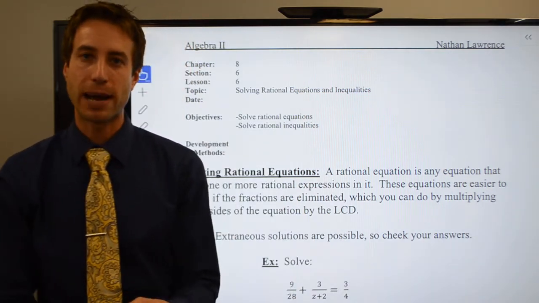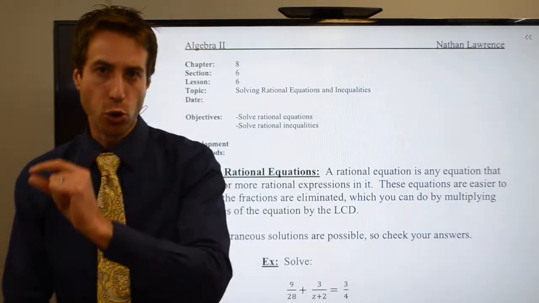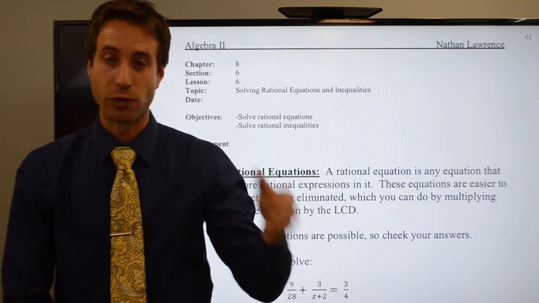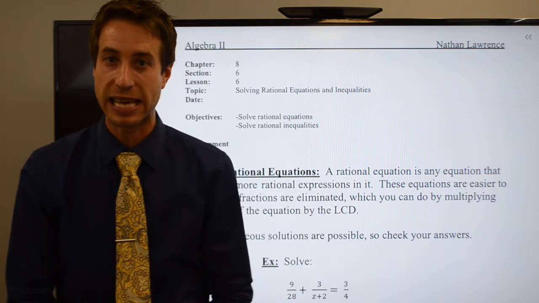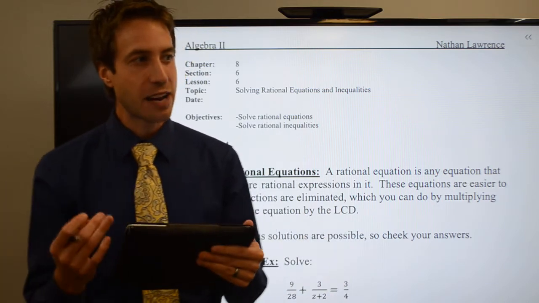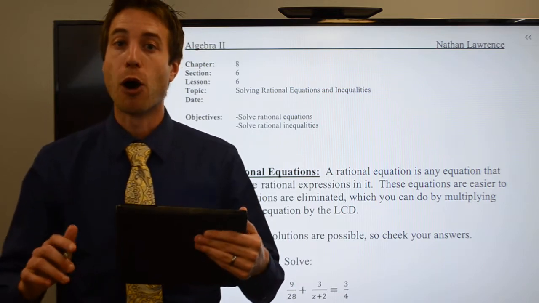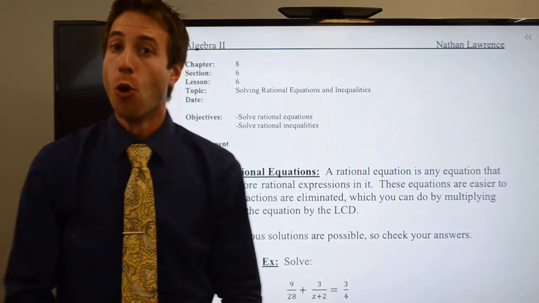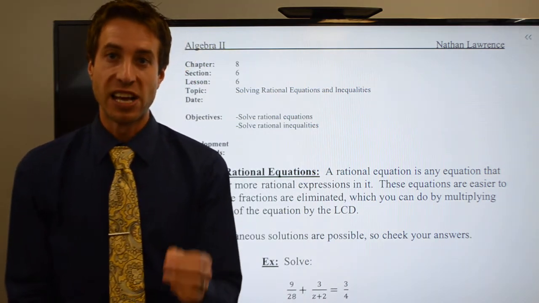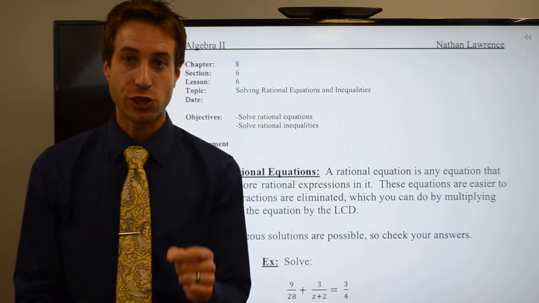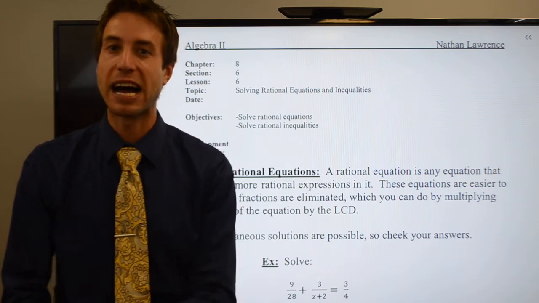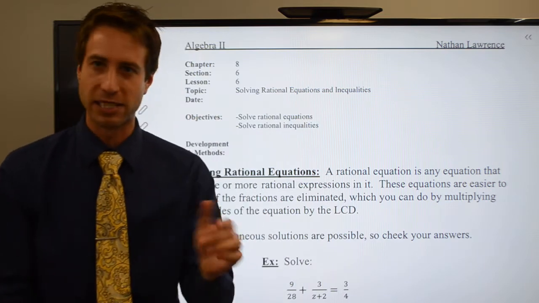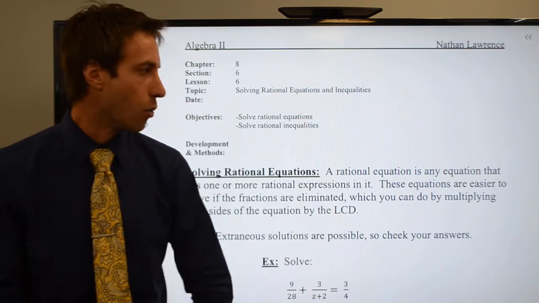What we're going to do in Chapter 8, Section 6 is pull that idea of finding an LCM from Section 2 and bring it over here. But now, instead of using the LCM to help us add or subtract rational expressions, we're going to use that LCM to help us solve rational equations. We'll talk about how that works in just a second, but I'm getting a little ahead of myself because I'm really excited about this section. I love what we do here.